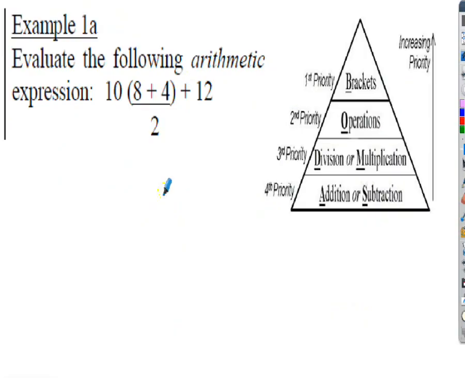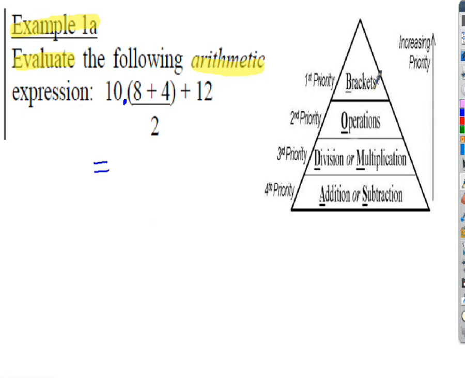I'm just going to consider one example of a pure numerical calculation just to recap the BODMAS process. So example 1a, we're asked to evaluate the following arithmetic expression. So given the expression 10 multiplied by, in brackets, 8 plus 4, all divided by 2, and then add 12, we have to evaluate this using our precedent rules. Just for reference, if there's no symbol between the numbers or between the number and the bracket, we assume multiplication, and sometimes large dots are used in mathematics to indicate multiplication.